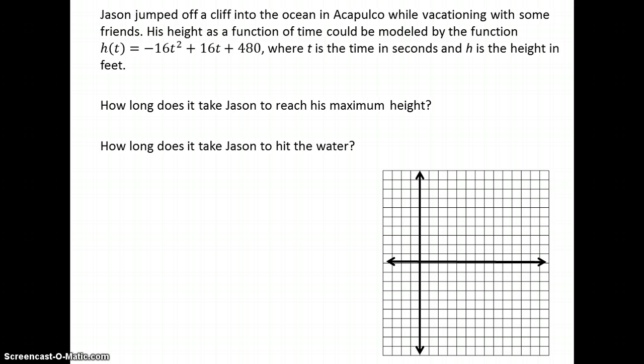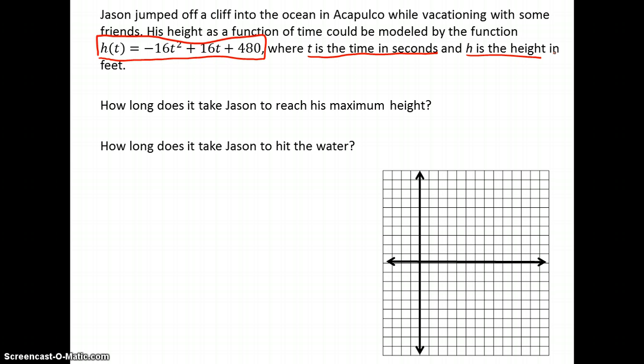For instance, we have the situation that says Jason jumped off a cliff into the ocean in Acapulco while vacationing with some friends. His height as a function of time could be modeled by the function h of t equals negative 16t squared plus 16t plus 480. So this is going to be the important piece, our function. It says where t is the time in seconds, so that's good to keep in mind what these represent, and h is the height that Jason's at in feet.